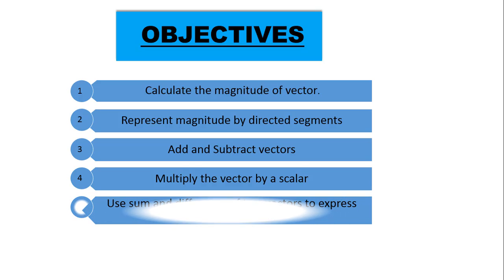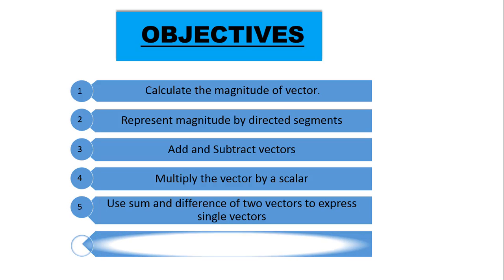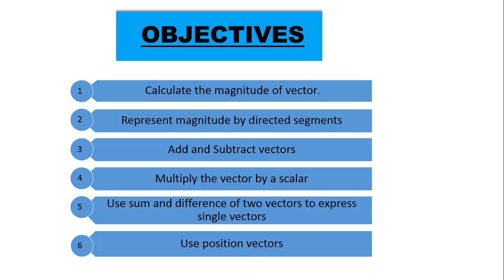Number 5, use the sum and difference of two vectors to express single vectors. Last but not the least, students, you must know how to use position vectors. Objective number 1 and objective number 2, we have already covered in the previous tutorial, whose link I am going to leave in the description box.